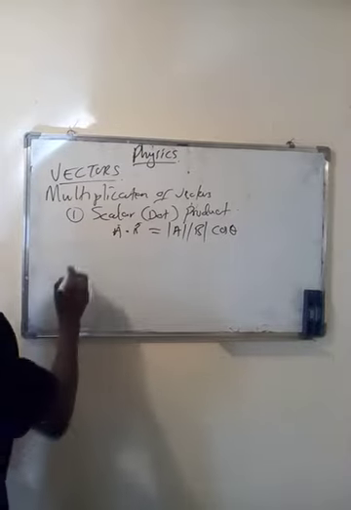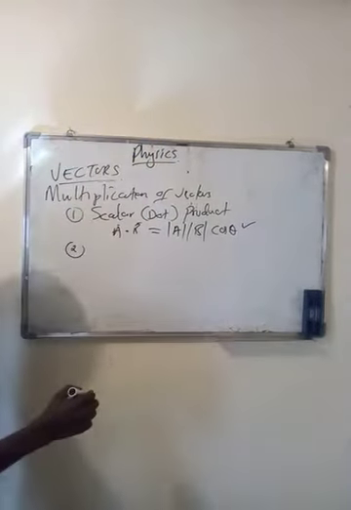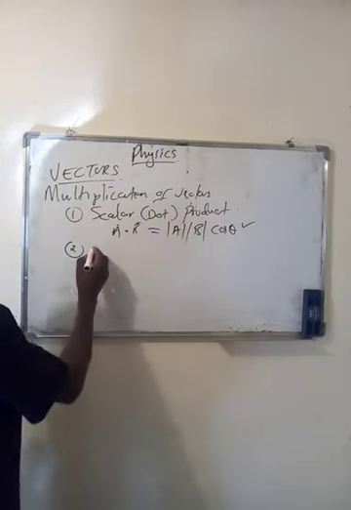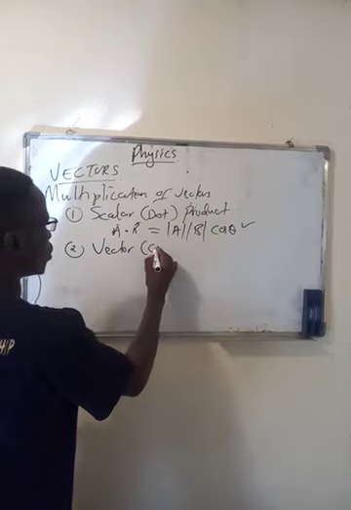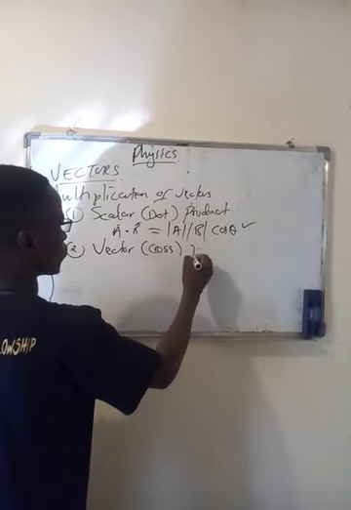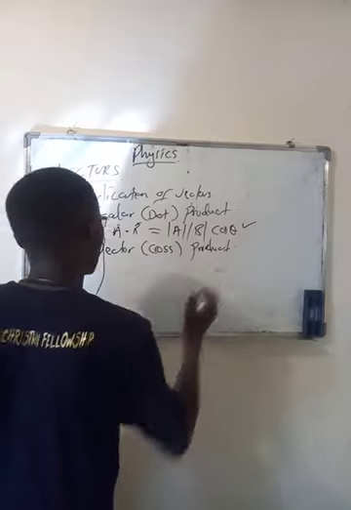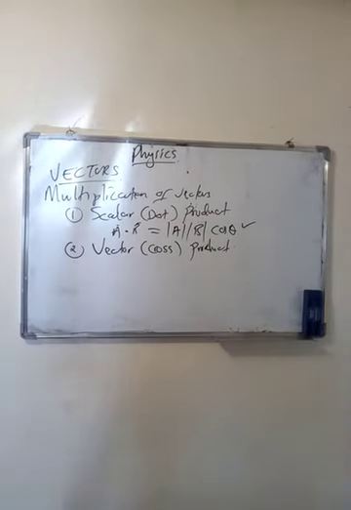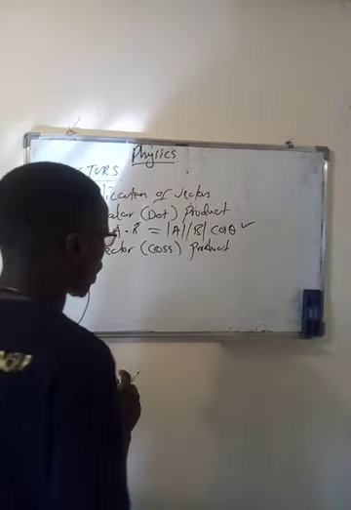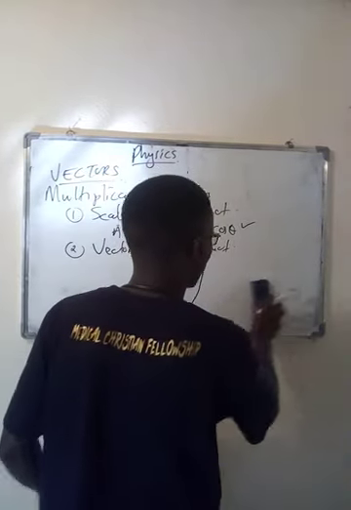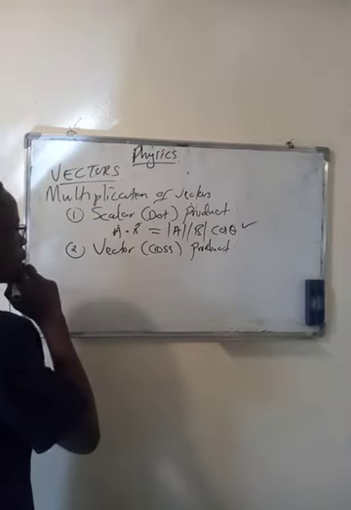And then number two. We already talked about the first one, which is the scalar product. Now we want to look at what is called the vector product, or cross product. That's what we want to look at this afternoon, and this topic is very interesting, and I want you guys to pay particular attention and enjoy the lesson.